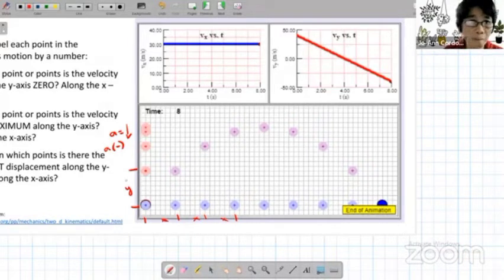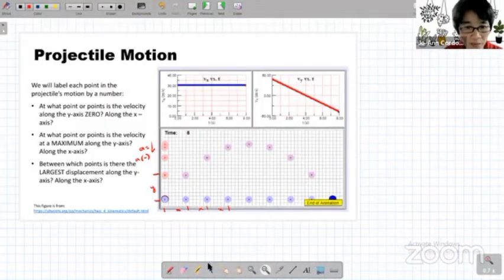So ngayon, let's answer certain questions that are given in this particular sheet. So the first question is, at what point or points is the velocity along the y-axis 0?